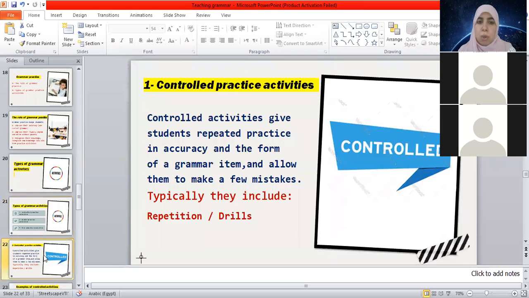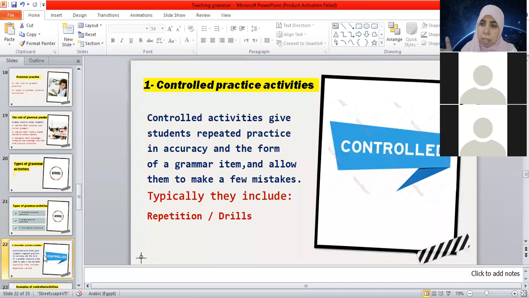Yes, okay. So controlled activities give students repeated practice in accuracy and the form. Okay, they allow students to make a few mistakes because the teacher corrects their mistakes all of the time, because the focus here is accuracy. Typically the controlled practice activity includes repetition and drills. So if I say, repeat after me, he is playing football. He is playing football. Here, I'm focusing on the form. I ask my students to focus on the accuracy. He is, not he are. We are, not we is.